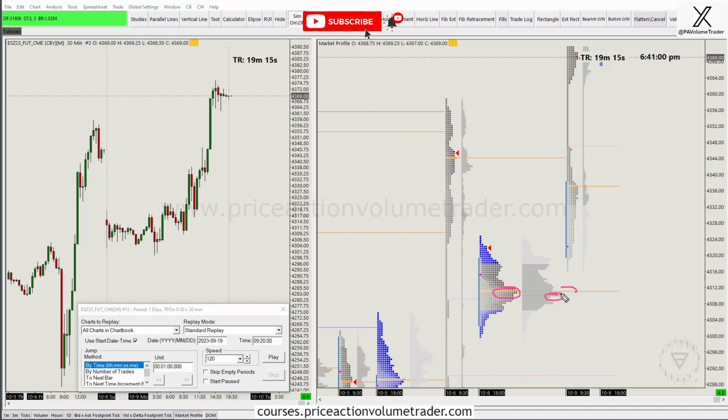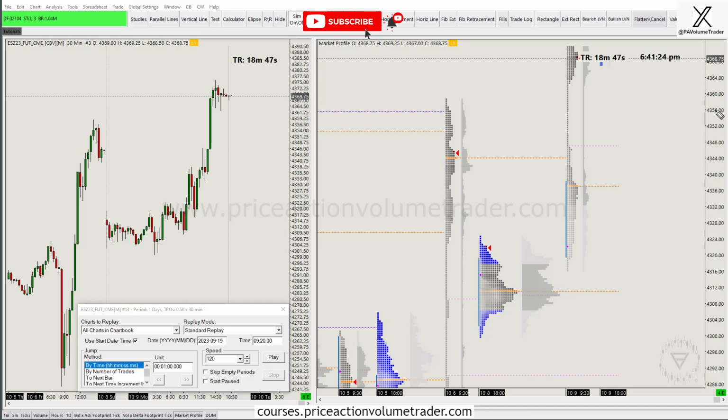They don't always coincide, because the point of control on a market profile is the time period that we spend the most time in. In a volume profile, it's going to be the price where we spend the highest number of volumes at that price level, as opposed to the most amount of time at that price level.